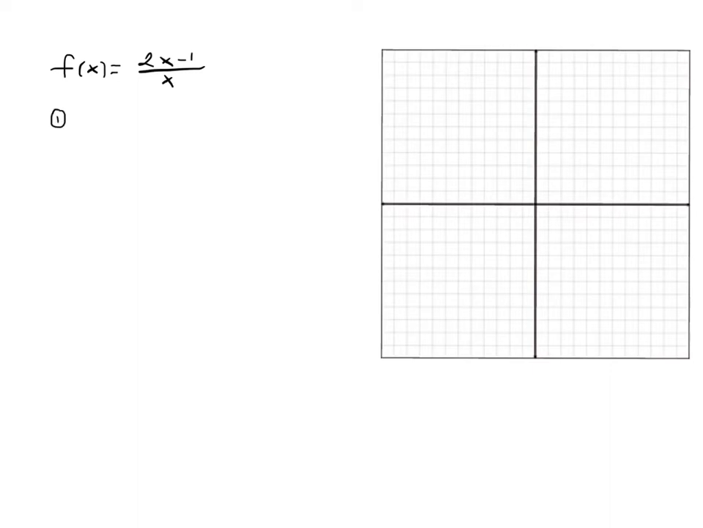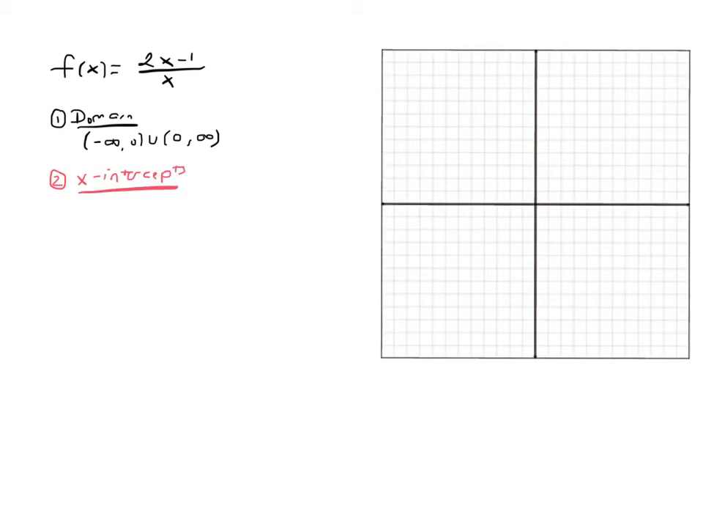So the first thing we're going to find is the domain. Now we know the domain would be all reals except where the denominator is 0. So this will be all reals except for 0. And you can find these in any order you like.